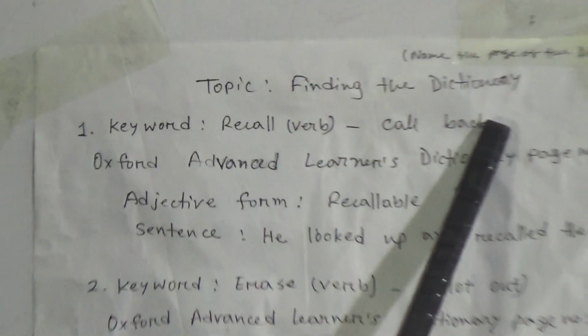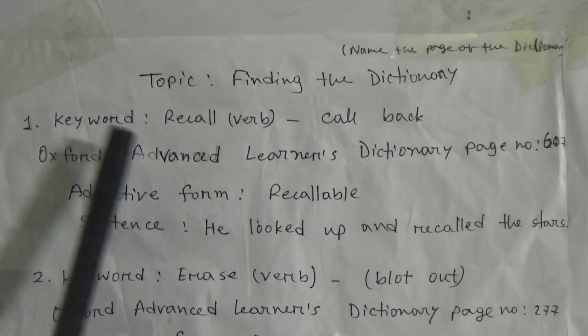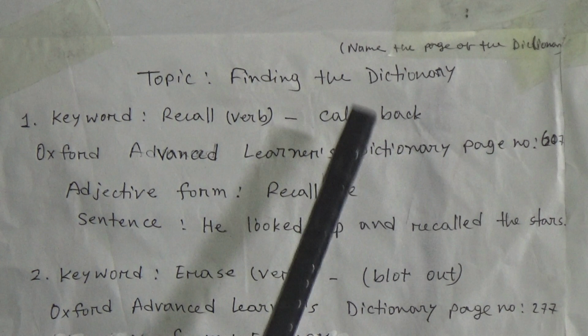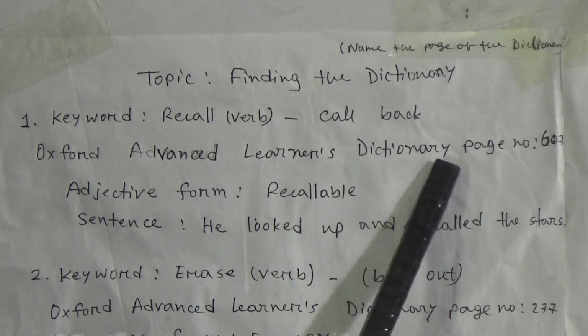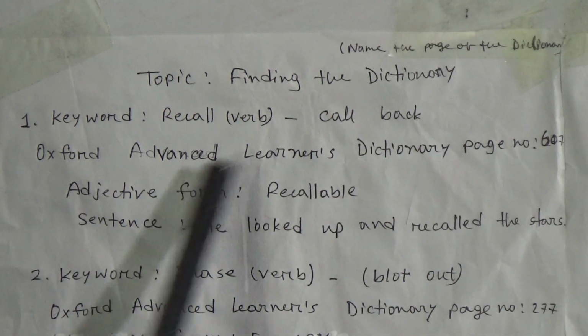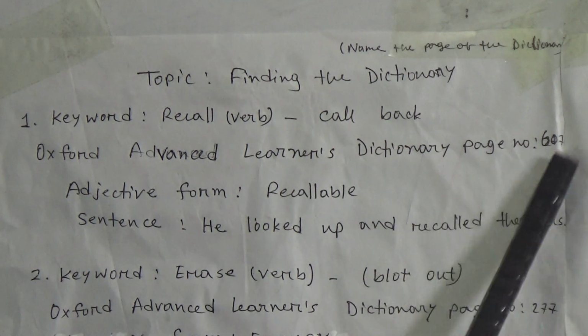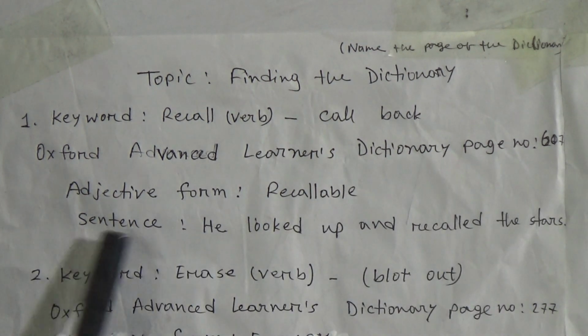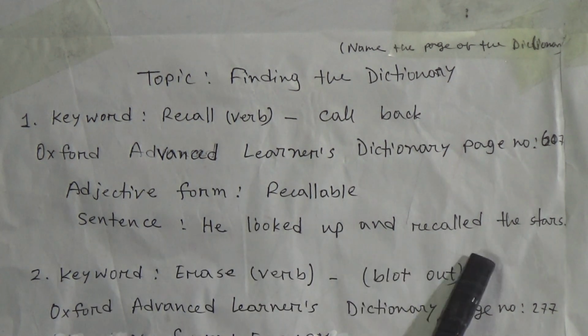Look, your topic will be finding the dictionary. Number 1, the keyword is recall, which is a verb, and its meaning is callback. From the Oxford Advanced Learner's Dictionary, its page number is 607, and its adjective form is recallable. The sentence is: He looked up and recalled the stars.